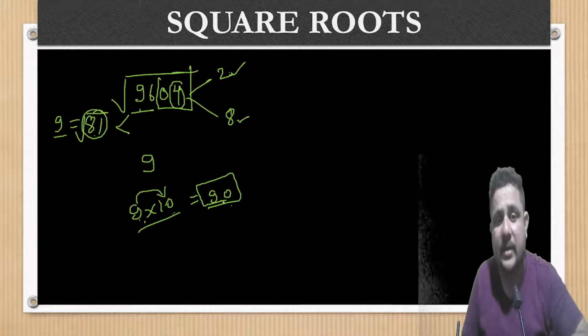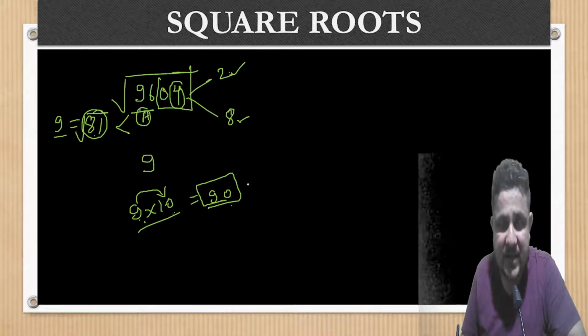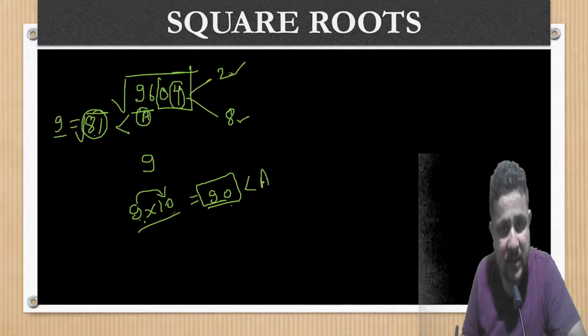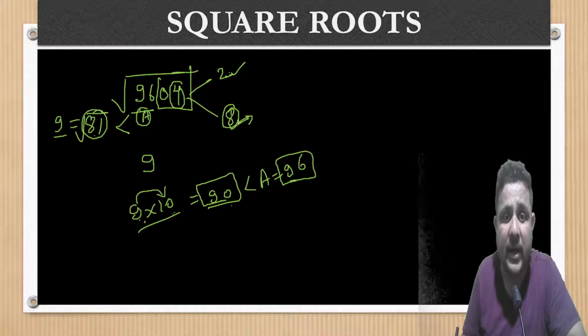Now just compare this 90 with part A. Part A is what? 96. So part A is larger here, right? Part A is larger. So in case where A is greater than the product, you will go with the larger number. Between 2 and 8, which number is larger? 8. So your answer is going to be 98.